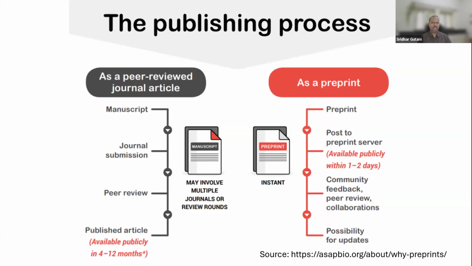So when you see the peer-reviewed journal article process, you write a manuscript, and the journal submission happens. After editorial clearance, it will be sent for peer review and then it is published. And probably it will take 4 to 12 months.